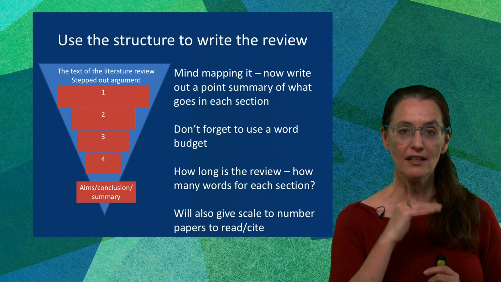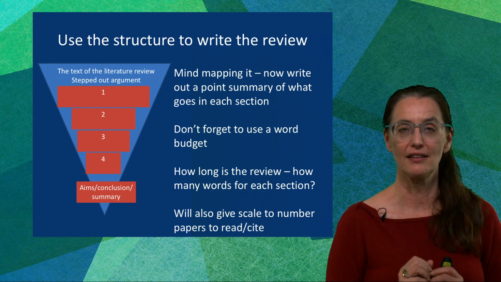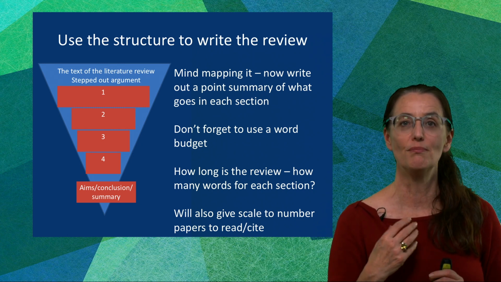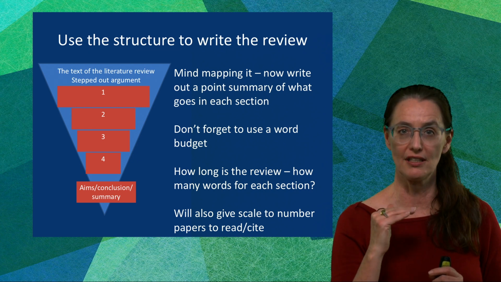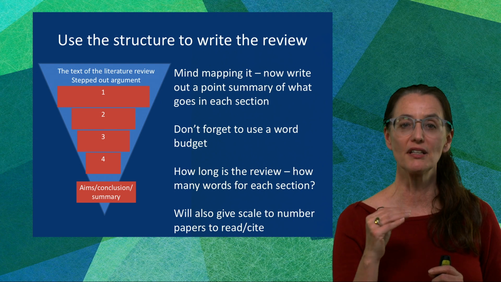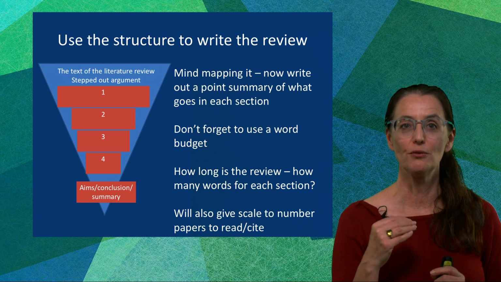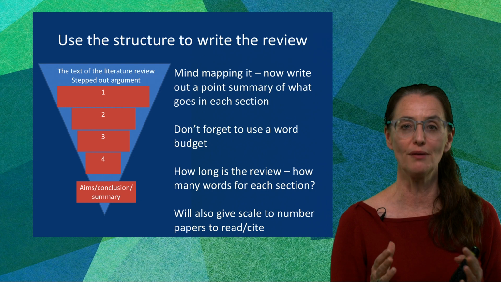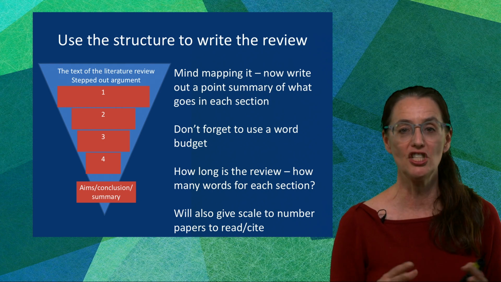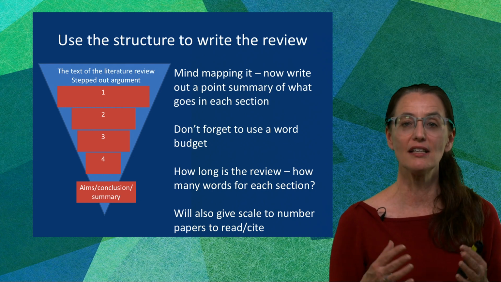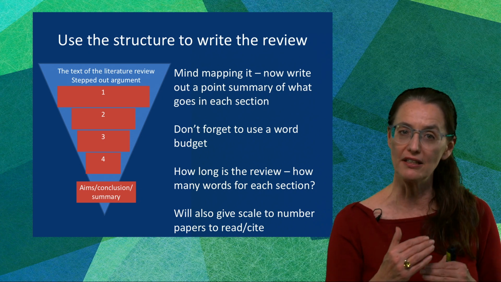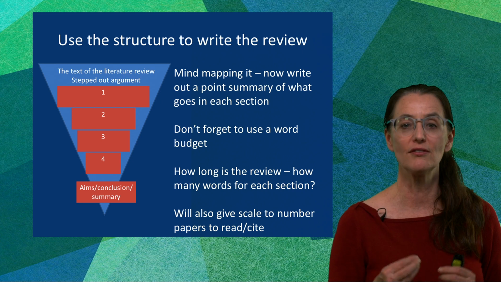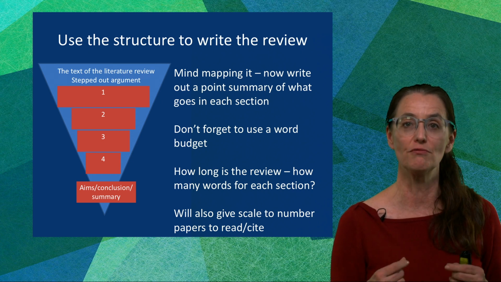So once we've done this exercise of working that sequence, then we suggest mind mapping, and that's writing out a point summary of what goes in each of those sections. And doing that, it's really important to do a word budget, which is to say, how long is the review I'm going to write? Is it a page? Is it 30 pages? Because that's going to determine how many words for each of those sections, to give you an idea of the relative amount. And it'll also give you a scale to the number of papers that you're going to read and cite.